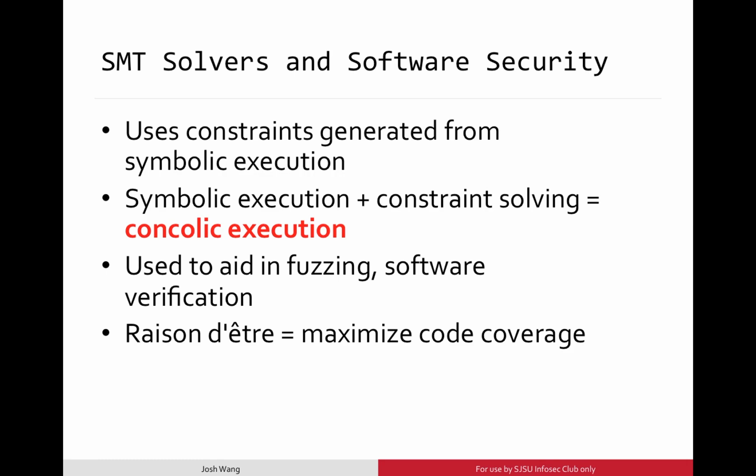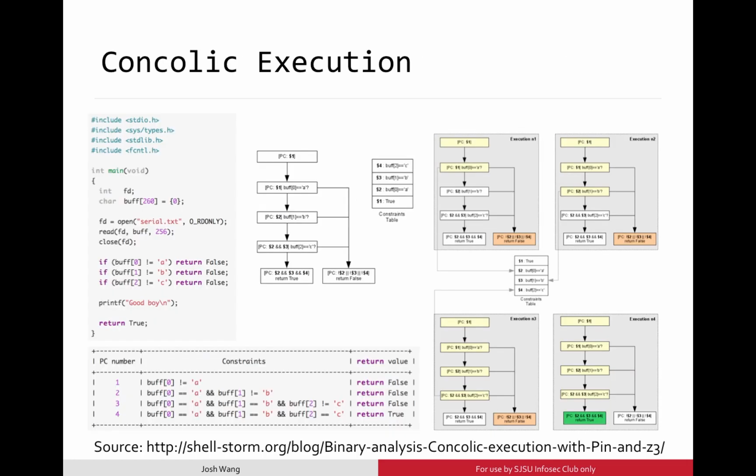So why do we want to maximize the code coverage? Well, when we're fuzzing, the more code that we're able to cover, theoretically, the more bugs we're able to discover, to follow more code paths. Okay. So again, concolic execution performs symbolic execution dynamically while the program is executed on some concrete input values.